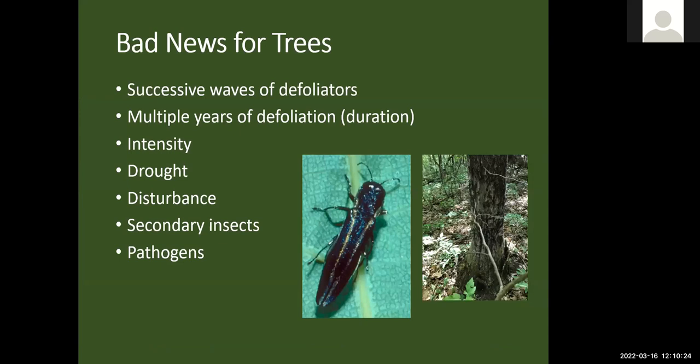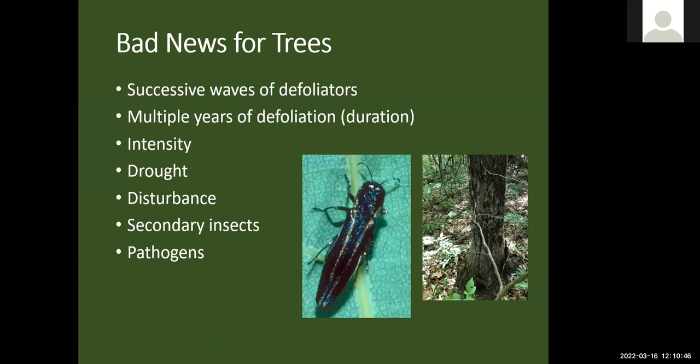But the real issue becomes when defoliation is compounded by other factors, and then you can really start to lose some trees. Some things that are really bad news for trees, that first one, the successive waves of defoliators, it's not really talked about a lot, but I think moving forward, it could be an issue.